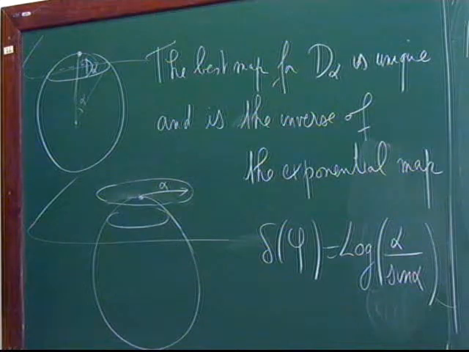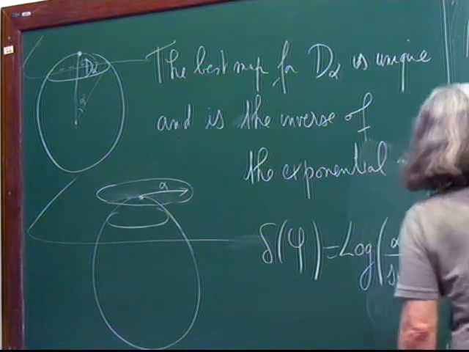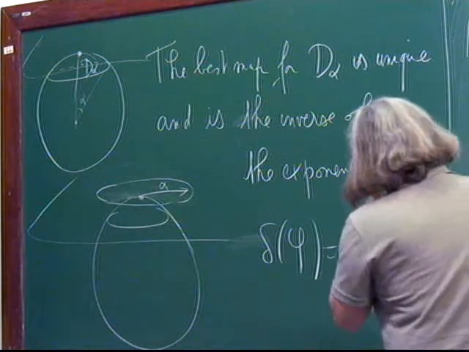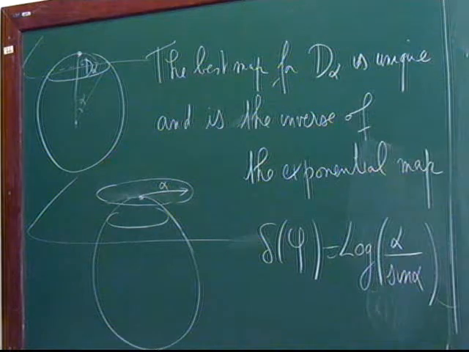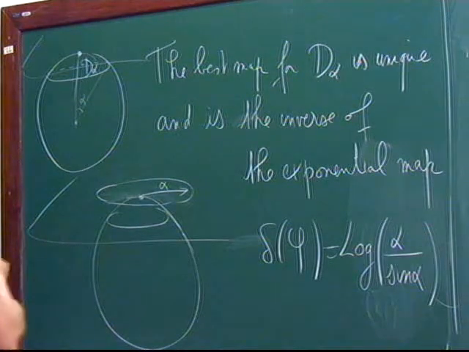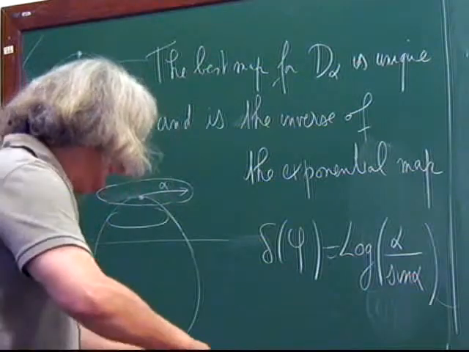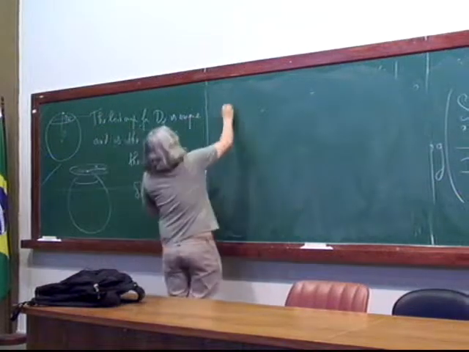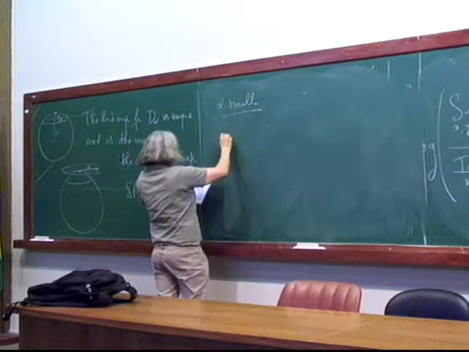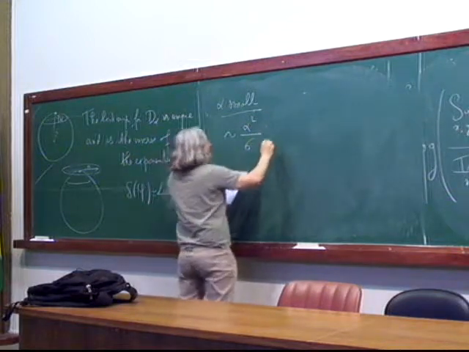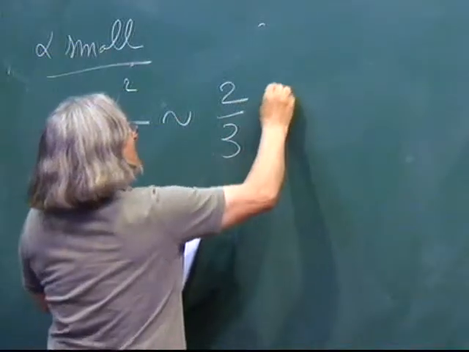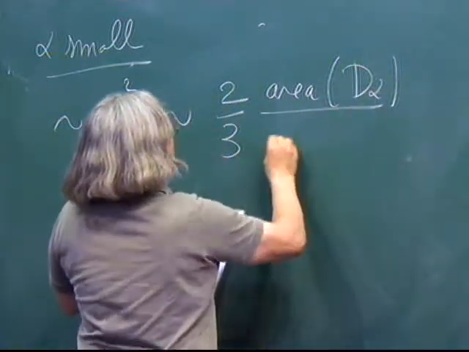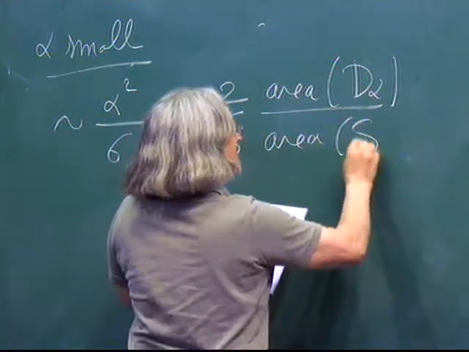Now, for small values of alpha, there is an expression for it. I forgot. For small values of alpha, this defect is about alpha squared divided by 6, which is about 2/3 of the area of the disk divided by the area of the sphere.